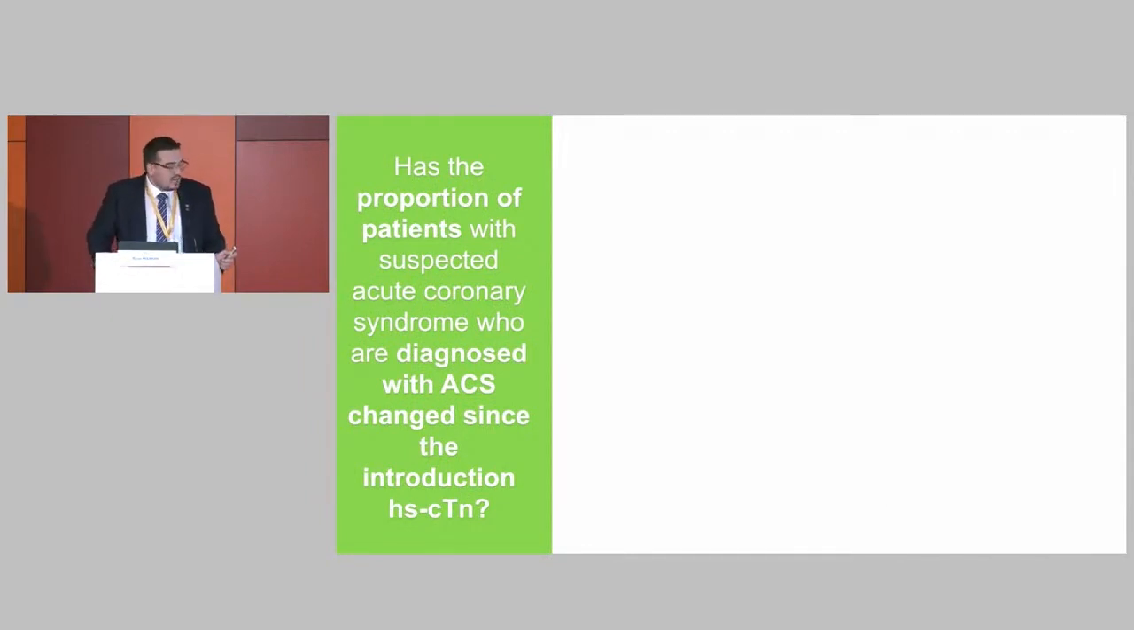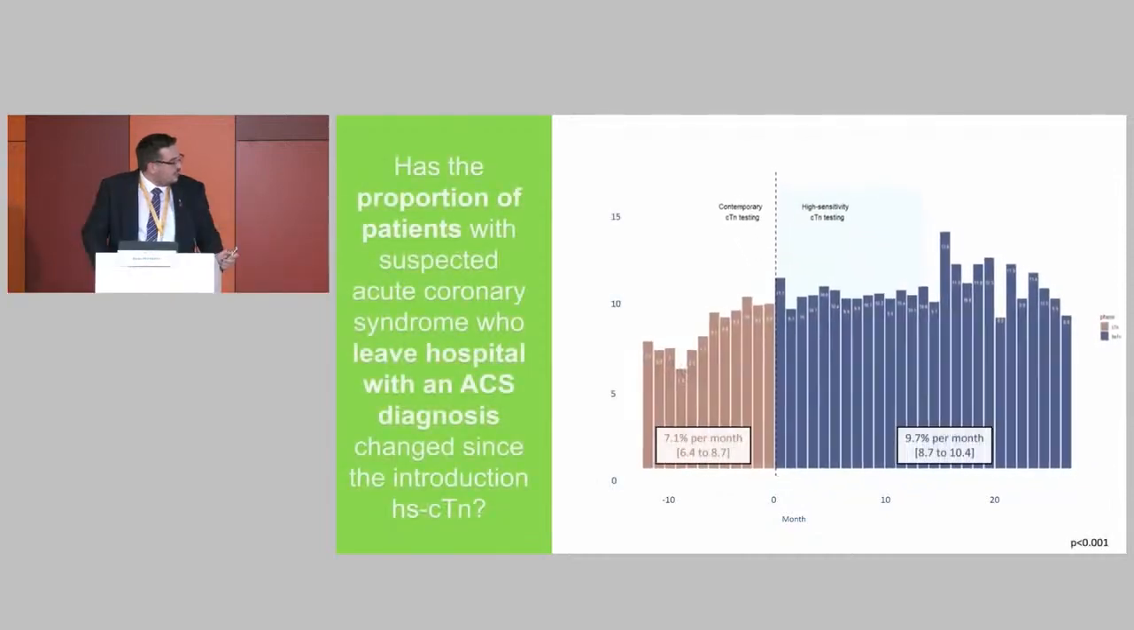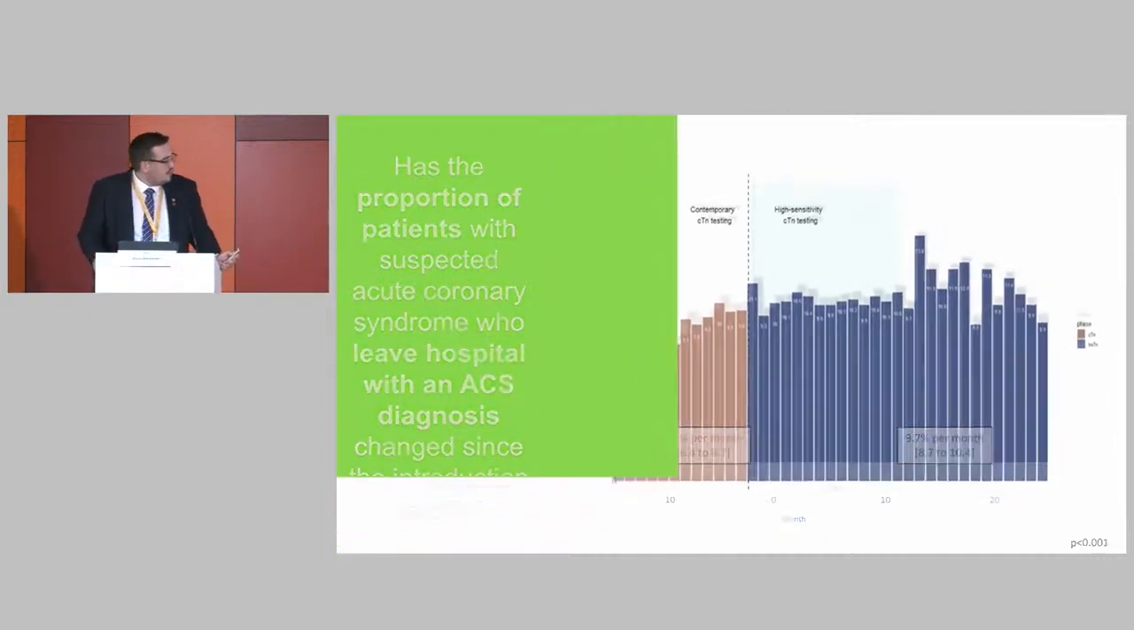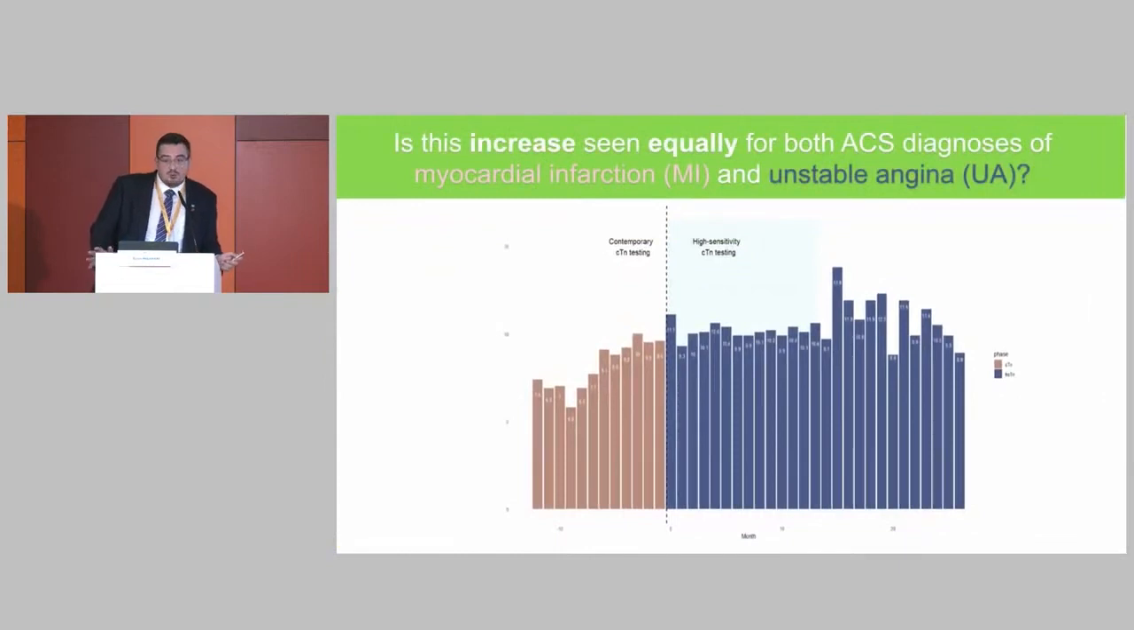Well, the first question that we asked was, for patients who come in with suspected acute coronary syndrome, how many of them are receiving a diagnosis of any form of ACS? So we looked before and after the introduction of high-sensitivity cardiac troponin, and we can see here that the proportion of patients diagnosed with acute coronary syndrome of any form has increased since the introduction of high-sensitivity assays, which is what most of us would expect. But is this increase seen equally for both unstable angina and myocardial infarction?